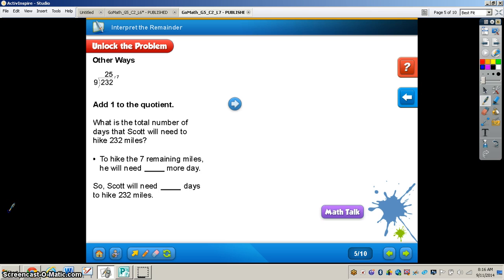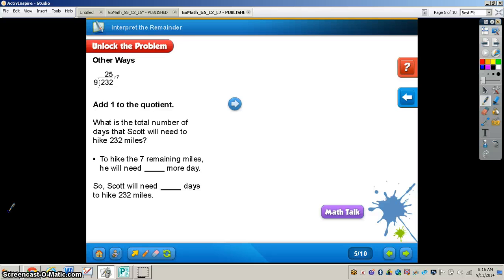Okay, another way: add 1 to the quotient. This is another way we can interpret the remainder. This is the one that we're usually used to working through. Okay, so if we take a look at page 88, it says add 1 to the quotient. Now, they're taking that problem that we just completed. I even kind of gave it away.